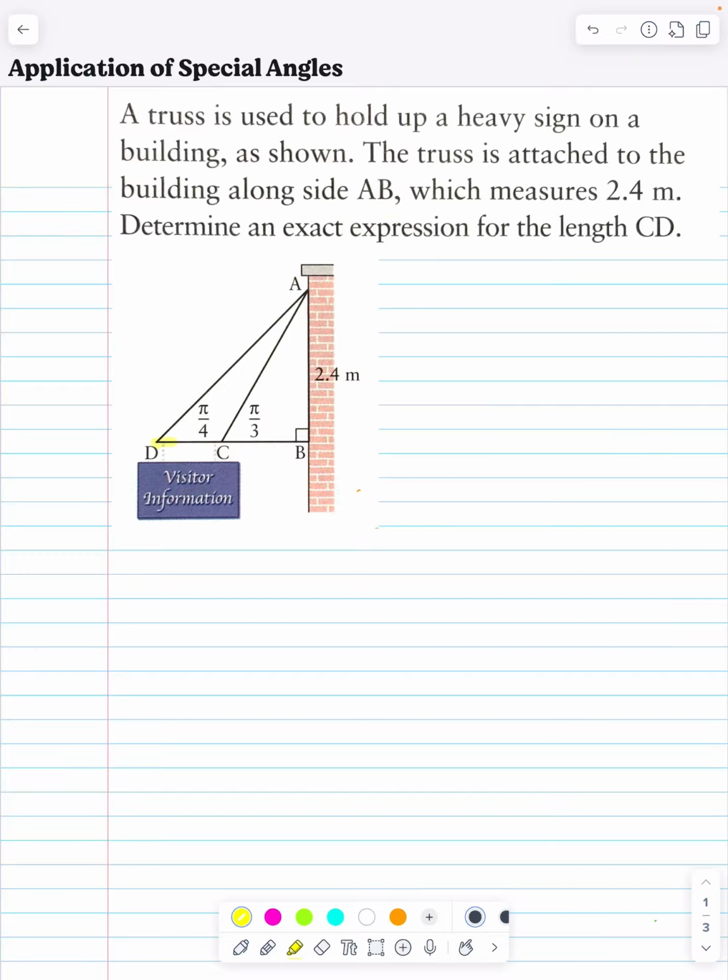So let's highlight important information. It's asking for this side length CD right here. Length CD is what we're looking for. And it's also looking for an exact expression, and an exact expression means that there will be no decimals.